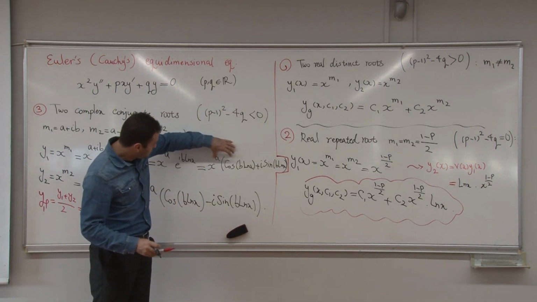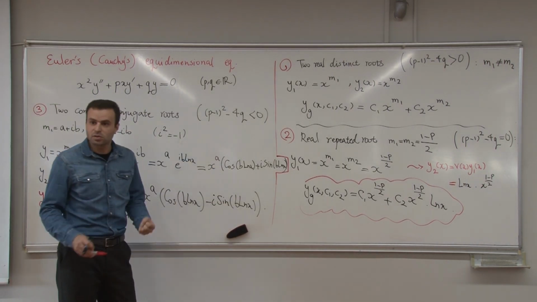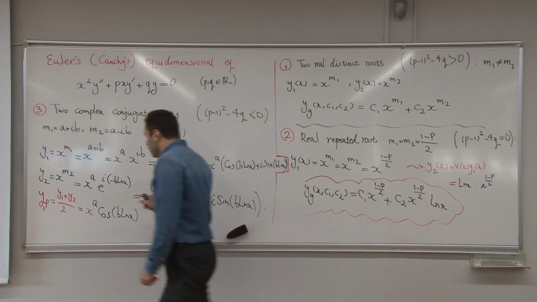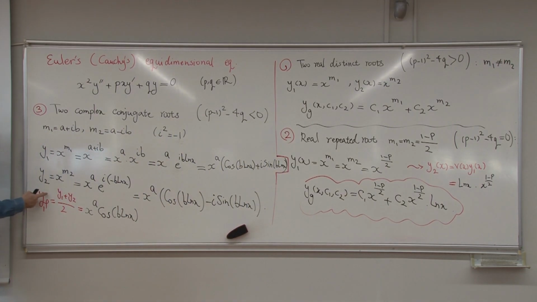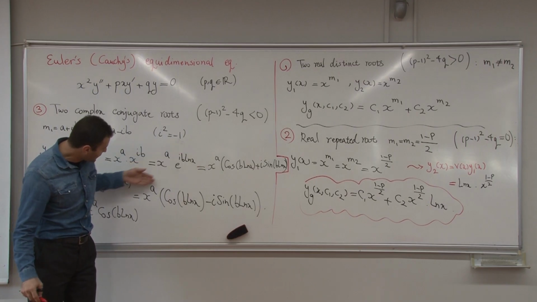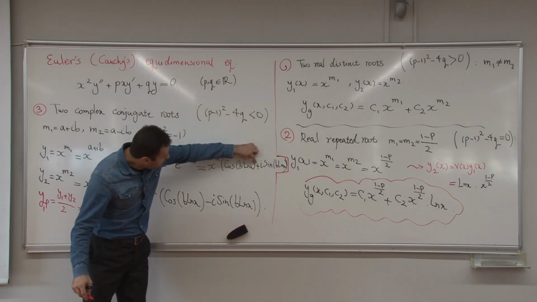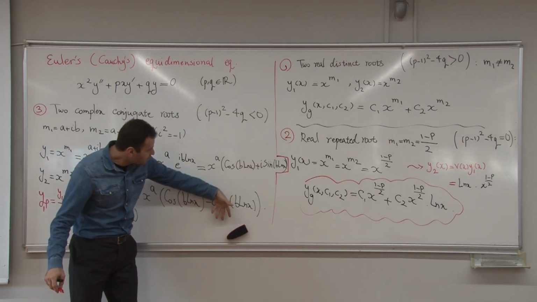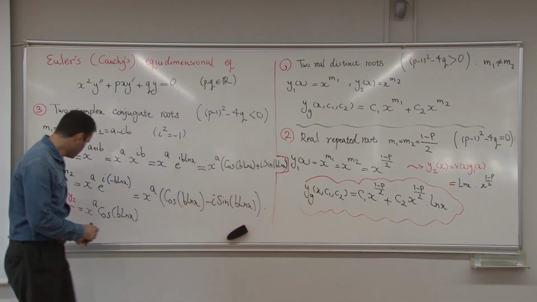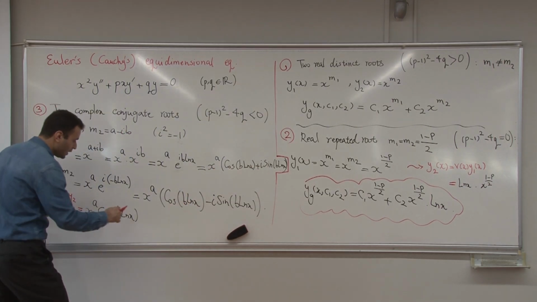And in order to get rid of these i's, you see why I'm doing this? You're asking me why I'm adding y1 plus y2 divided by 2, right? Add them together, this one and this one. If you add it, this plus i sine and minus i sine, they cancel out, right? And I have 2 times this. So I divide by 2 to get this one.